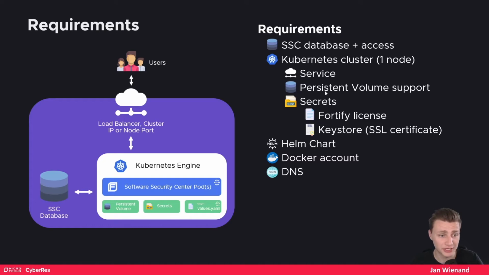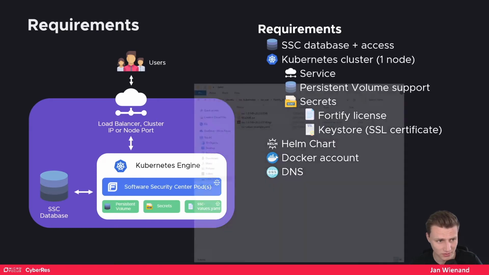The next thing regarding secrets: you need to make sure that you have your Fortify license available and also your key store. So everything that you need for your HTTPS connection, so your SSL certificate, of course, because we need to store that in our secrets file, or in our Kubernetes secret. And the next thing that you need to have is the Helm chart itself. So this is actually a file that you can get inside of the installation folder of the SSC.